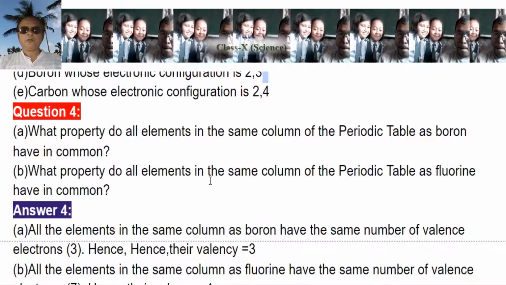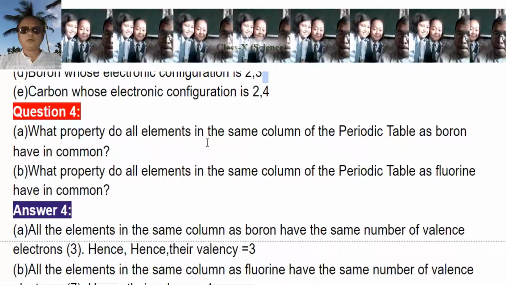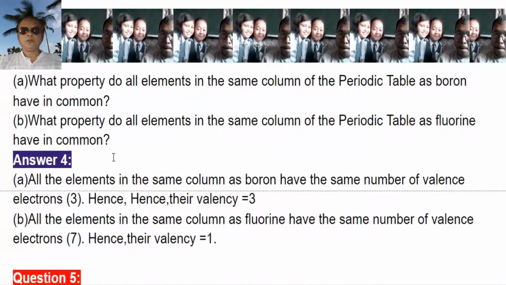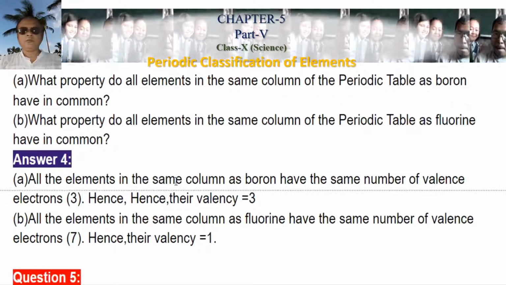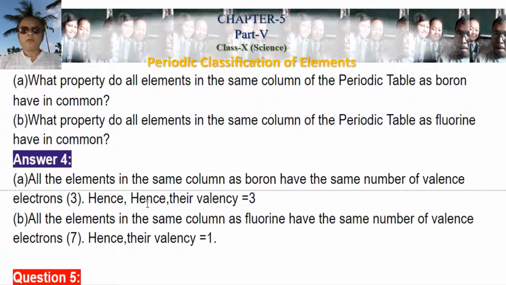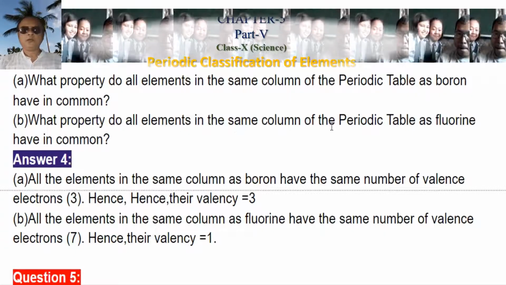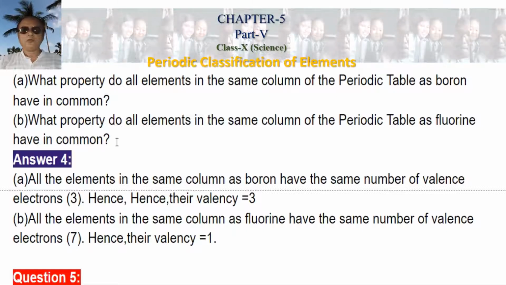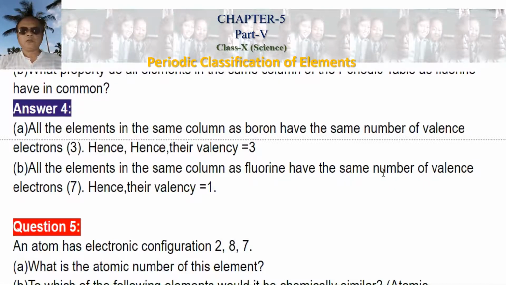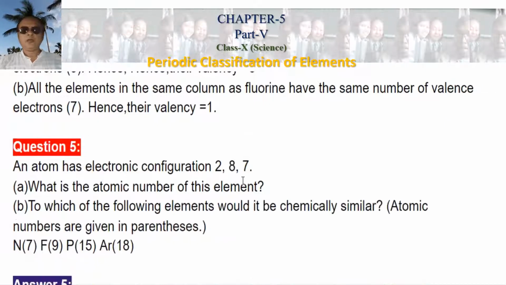Now we go to question number 4. What property do all the elements in the same column of the periodic table as boron have in common? All the elements in the same column as boron have the same number of valence electrons, 3, hence their valency is 3. What property do all the elements in the same column as fluorine have in common? All the elements in the same column as fluorine have the same number of valence electrons, that is 7. Hence their valency is equal to 1.